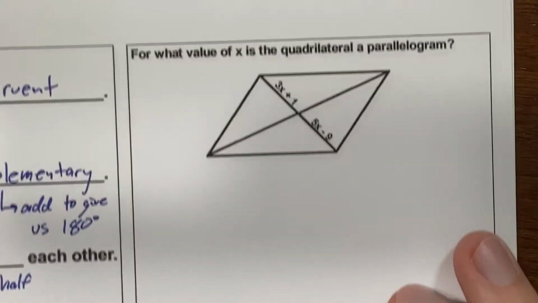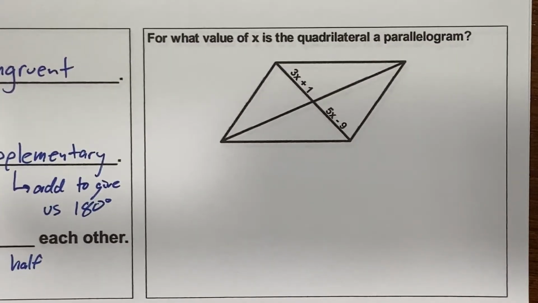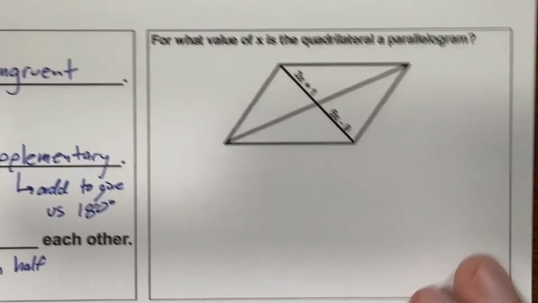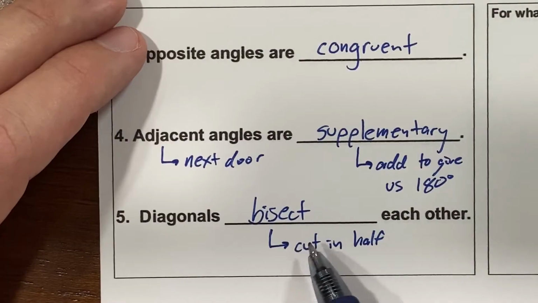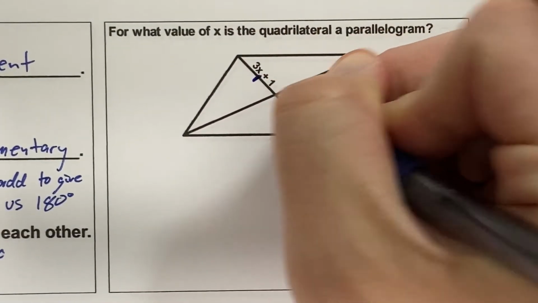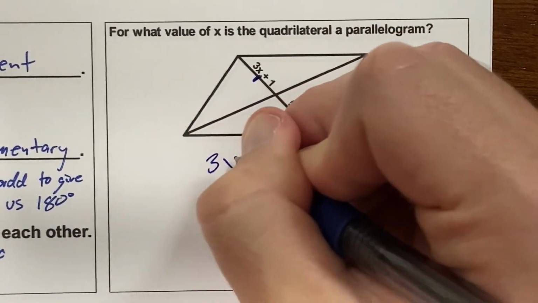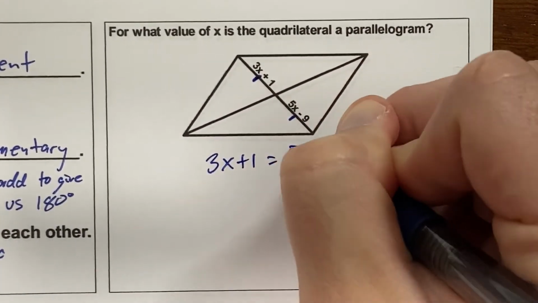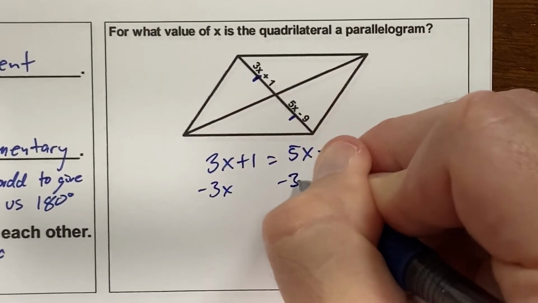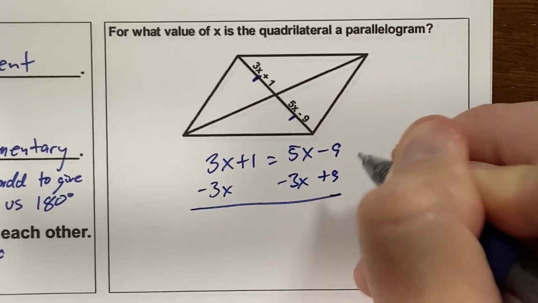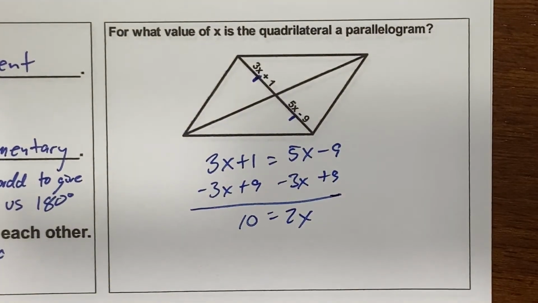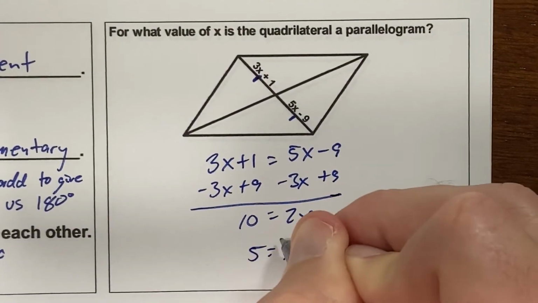So that discussion leads us to this. For what value of x is the quadrilateral a parallelogram? Well, it's going to be a parallelogram when the diagonals bisect each other. Okay, so these are diagonals, and I know that this is congruent to this. So I would say 3x plus 1 equals 5x minus 9, and solve. So I'm going to bring the 3x over here, and then I'm going to add the 9 over here, all in one step. Okay? Divide by 2, x equals 5.